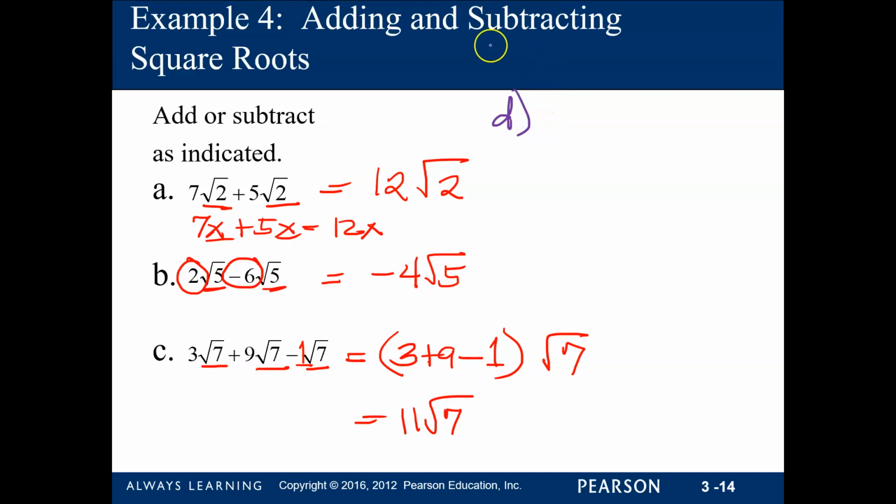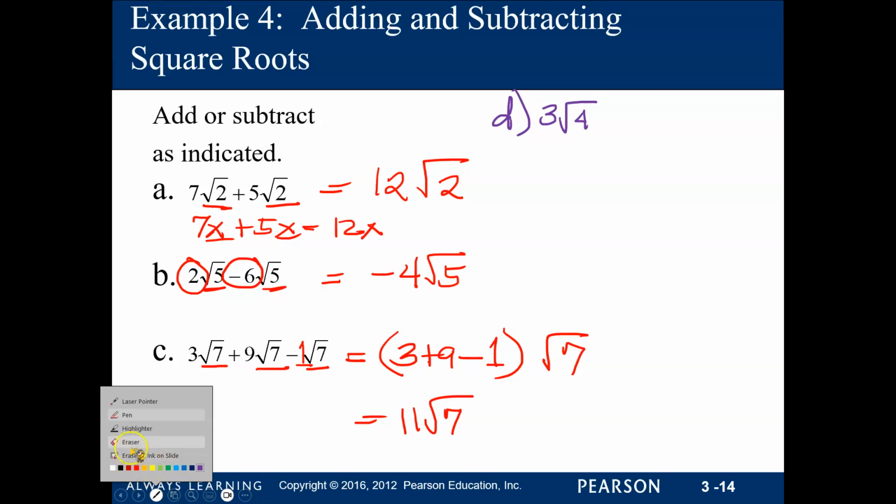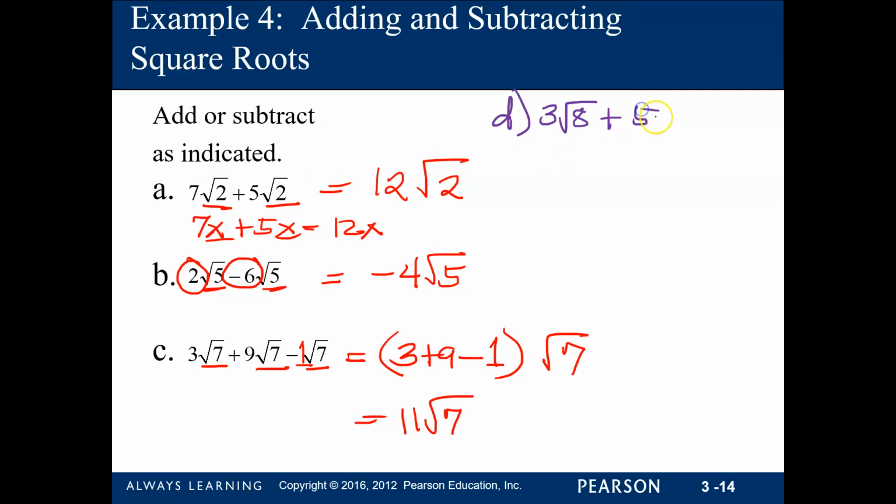So let's say we have 3 times the square root of 2. Oh, sorry, not 4. Let me erase that. Okay, 8, it should be 8. Okay, 3 times the square root of 8 plus, let's have 5 square root of 2. Okay, let's have this, okay? If we're going to follow the rule, can we add them? No, because they are not like terms. It's a square root of 8 and it's a square root of 2.